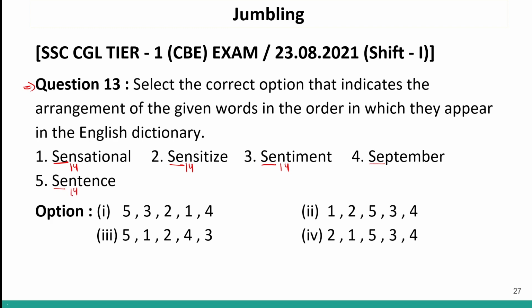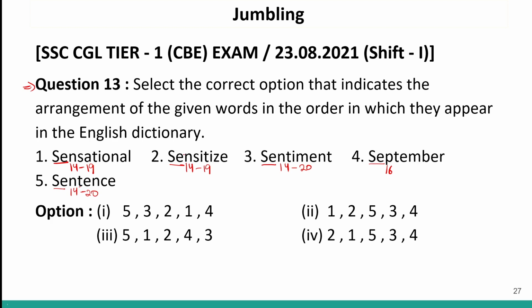So in these 4 words, 14 is common. So we'll solve ahead. Over here we have P, which is 16. So this will be the last word for us. Now, over here after N we have S. S is how much? S is 19. Over here after N we have again S. Over here after N we have T, which is 20. And over here again after N we have T, which is 20.